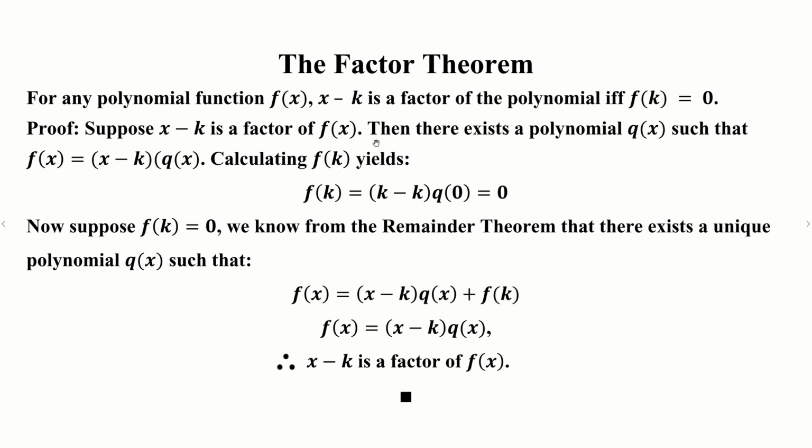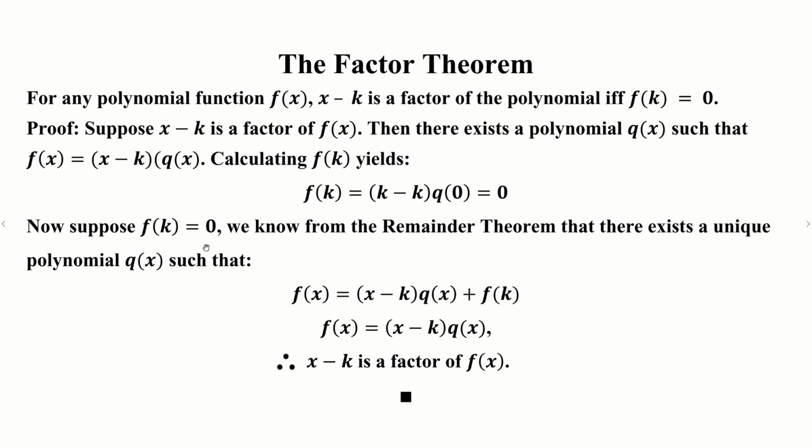Now we can prove this actually quite quickly. Suppose that x minus k is a factor of f of x. Then there exists a polynomial q of x such that f of x equals x minus k times q of x. That's just what being a factor means, right? Now, if you calculate f of k by plugging k in instead of x, we end up with f of k equals k minus k times q of k, which is of course going to be 0 because k minus k is 0, and regardless of what q of k is, the output is going to be 0.